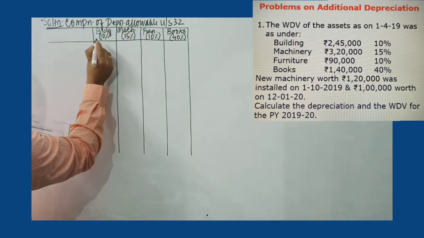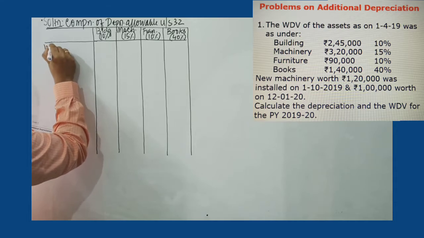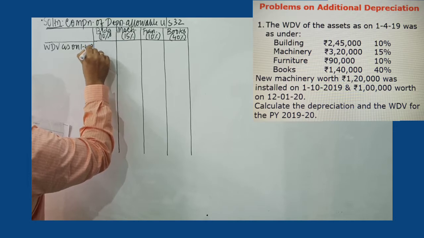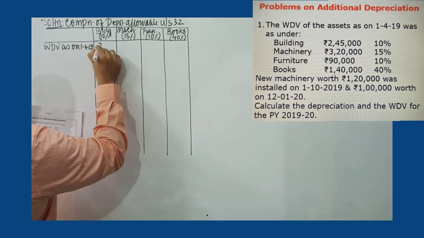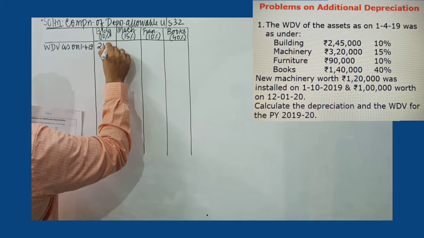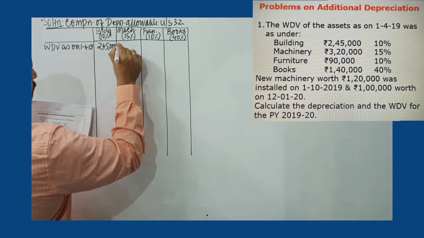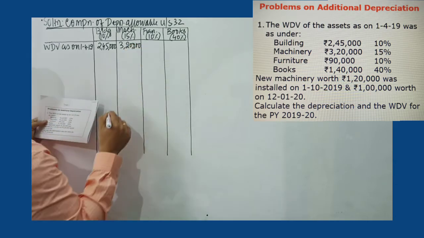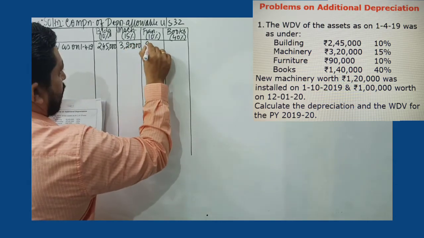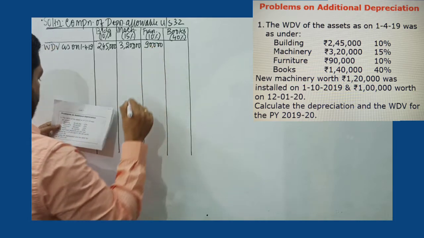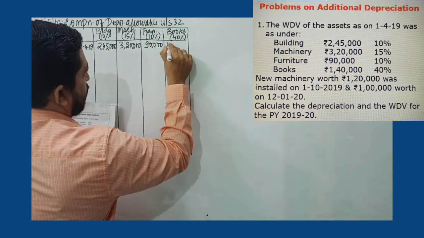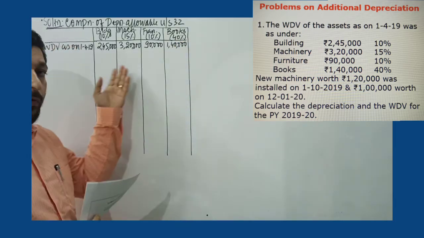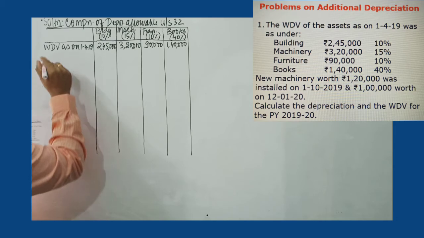So as we have understood by solving problems in the previous session, we will be taking the written down value of the assets as at the beginning of the year. So I record WDV as on 1st of April 19. So buildings given is 2,45,000. Machinery given is 3,20,000. Then we are given with furniture block which is 90,000 and we are given with books 1,40,000. So these are the opening values as given in the problem, the written down value.